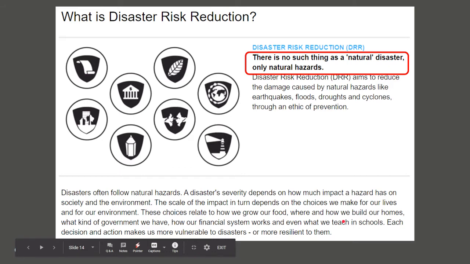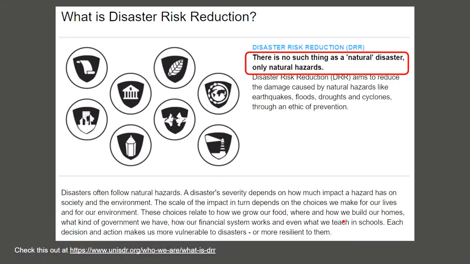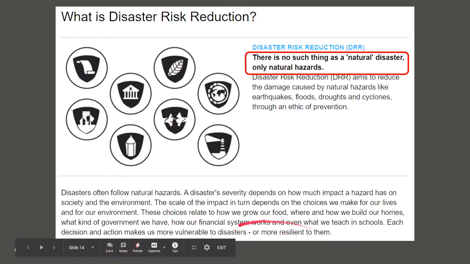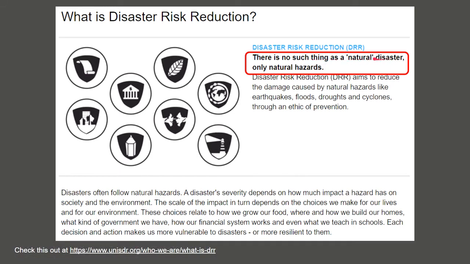That's why disaster risk management as a subject, personally, I think should not only be taught in grade 12, but should be taught at every level, depending on the complexity or the ability of the students to understand the lessons. It should not just be taught on one grade level, but across levels in a comprehensive approach. Each decision that we make makes us more or less vulnerable to disaster or more resilient towards them. There's no such thing as natural disaster. Disasters only happen if we fail to address those hazards.